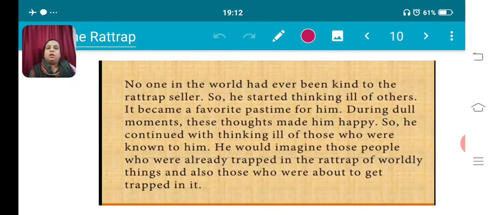No one in the world had ever been kind to the rat trap seller. So he started thinking ill of others. It became a favorite pastime for him. During dull moments, these thoughts made him happy. So he continued with thinking ill of those who were known to him. He would imagine those people who were already trapped in the rat trap of worldly things, and also those who were about to get trapped in it.